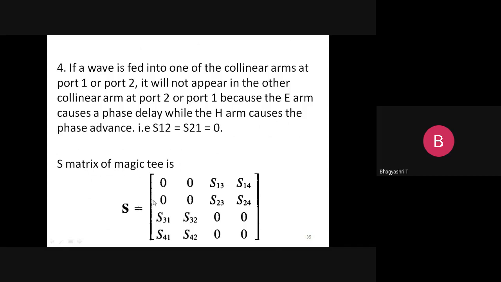Now, for the next 15 minutes, please complete the S matrix for the H-plane T. And from the next lecture we will study the applications of the magic T.